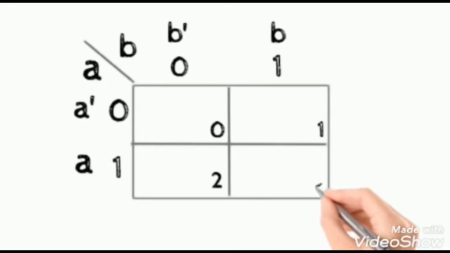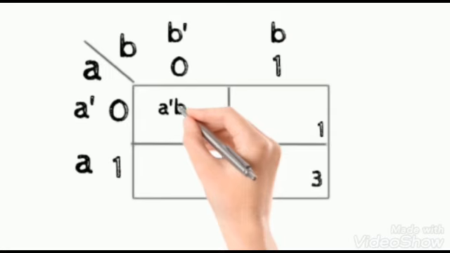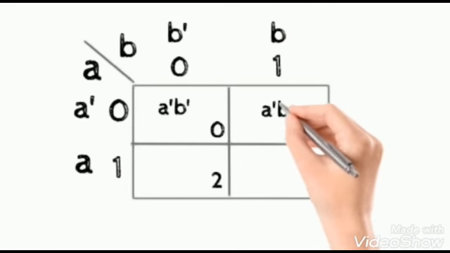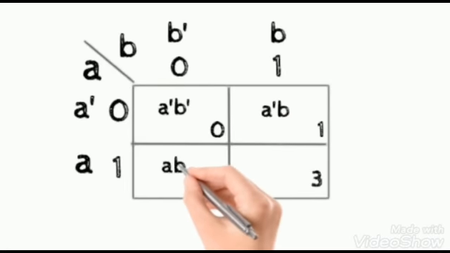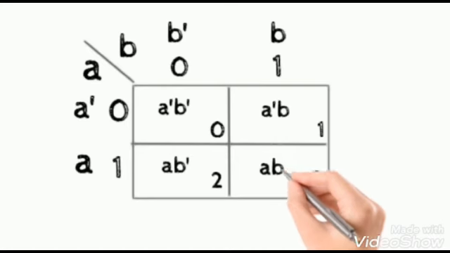The number of cells equals 0, 1, 2 and 3, started from 0 and ends with 3. First cell A bar B bar, second cell A bar B, third cell A B bar, and fourth cell represented by AB.